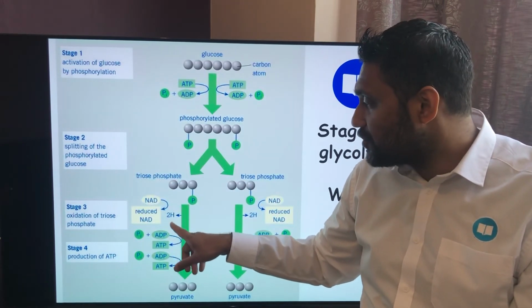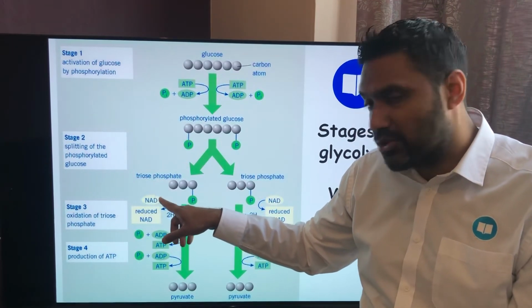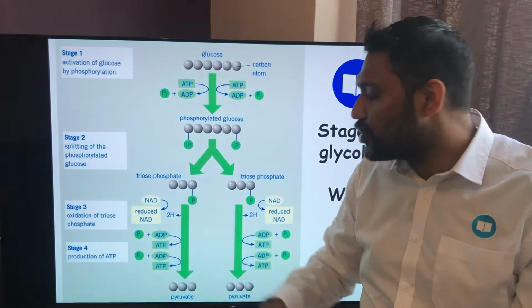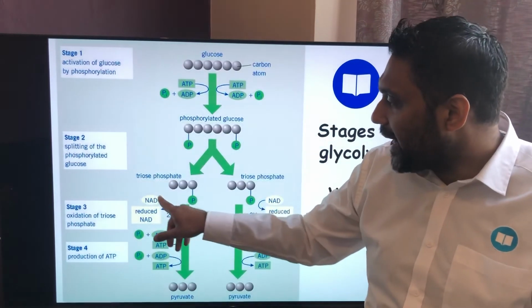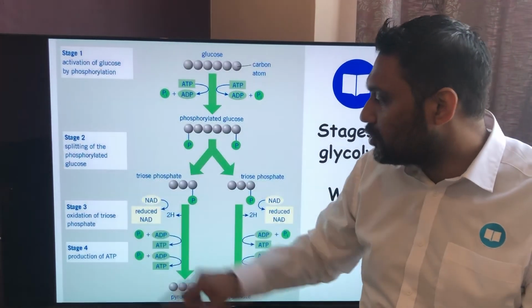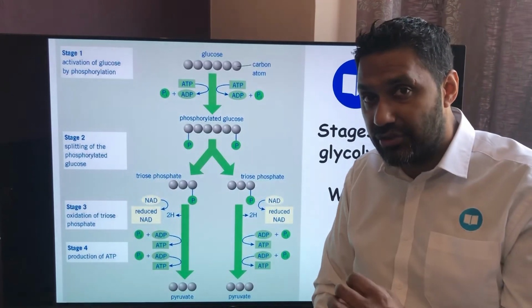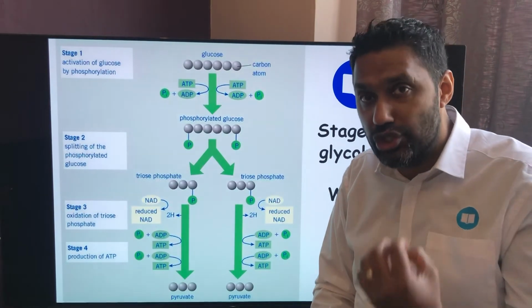And what these hydrogens do is they join onto this coenzyme here, which I'm going to talk more about next lesson, this NAD, and it becomes reduced NAD. It becomes a reduced coenzyme. So NAD gains 2 hydrogen atoms there. Remember, reduction is the gain of hydrogen. So this NAD has gained hydrogen, so it's been reduced.